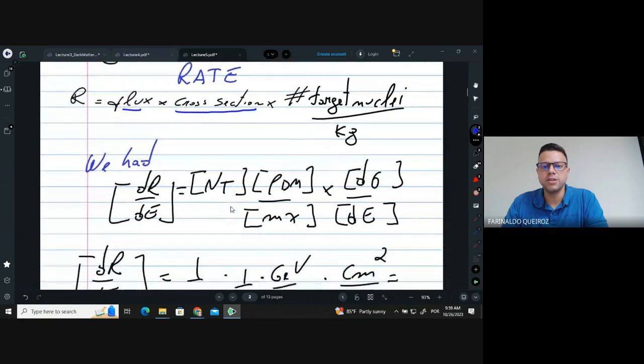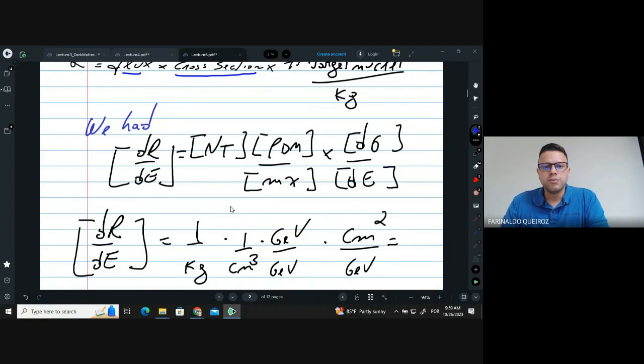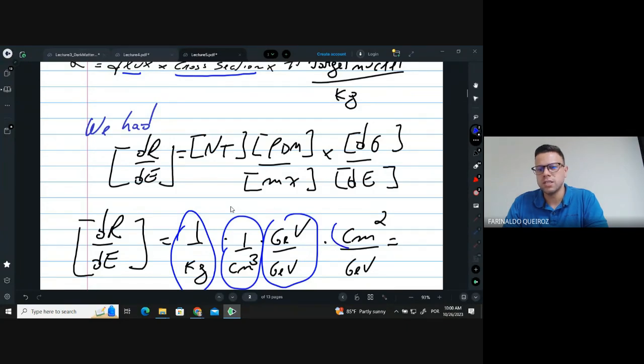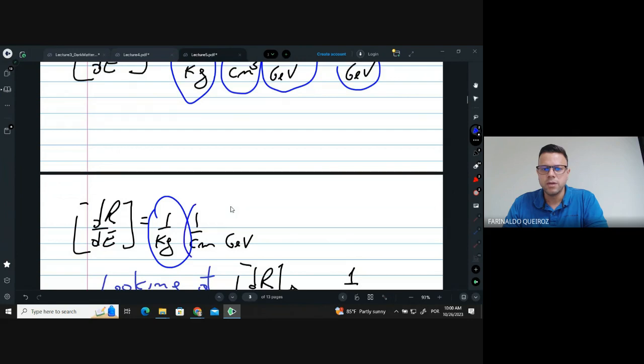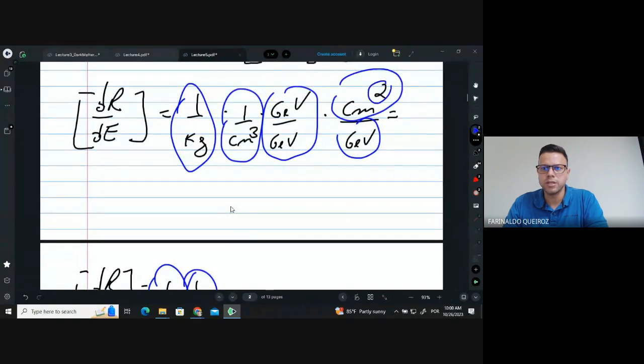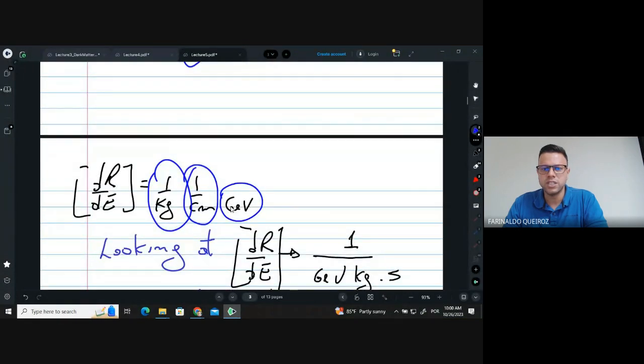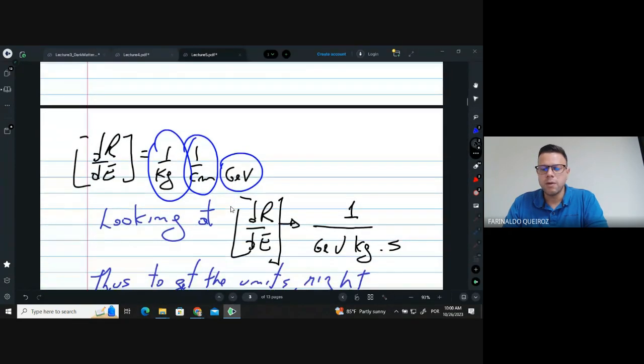But look at this. If I work out the units, dR/dE has the number of targets per kilogram, here, 1 over kilogram. The number density is 1 over centimeter cubed, since I divided by GeV. The cross section is centimeter squared, and dE is GeV. When I work out the units, what I get is 1 over kilogram, 1 over centimeter, because the centimeter squared cancels with this cube, and 1 over GeV. But as you know, I want the scattering rate to be 1 over kilogram, 1 over second, per day or per second.